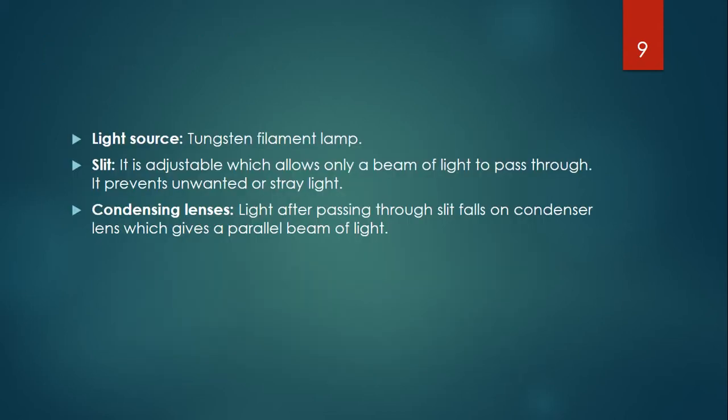So light source tungsten filament lamp is used. Now role of the slit, it is to allow only a beam of light to pass through, that is it prevents the unwanted or stray light from entering. Condensing lenses, the light after passing through slit fall on the condenser lens, which gives a parallel beam of light.